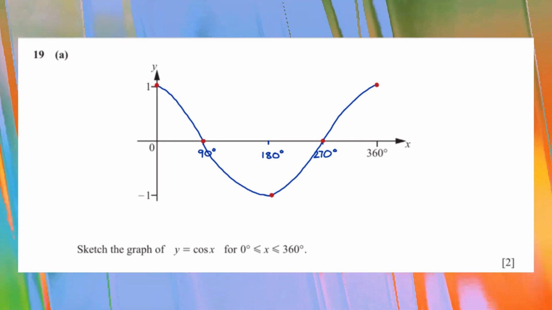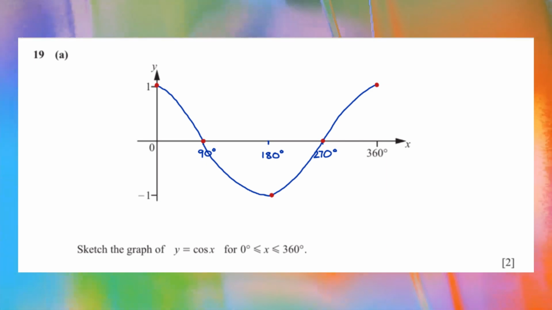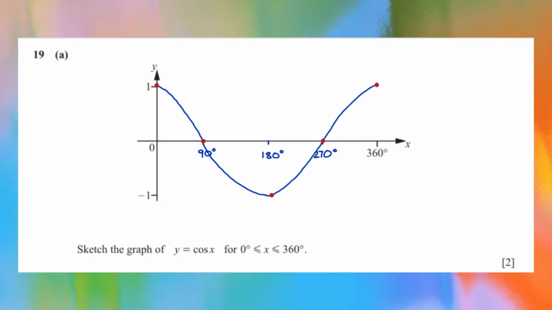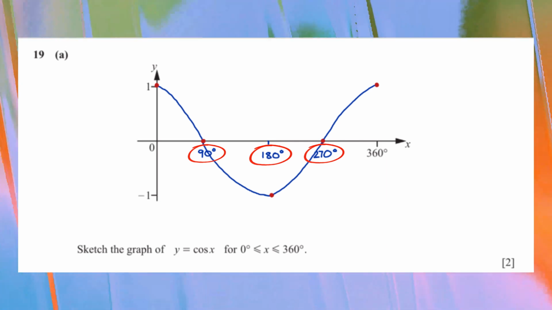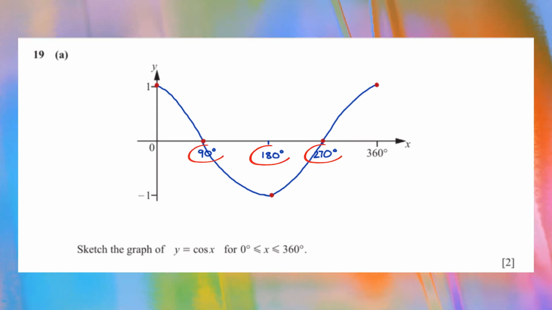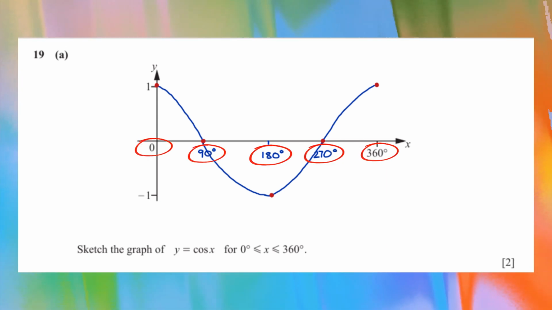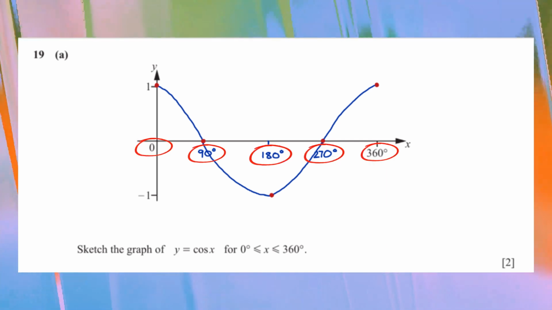It says to sketch the graph of y equals the cosine of x for x between 0 degrees and 360 degrees. This is pretty simple. Start by marking 90 degrees, 180 degrees, and 270 degrees evenly on the x-axis like I've shown here. Now, we will find the corresponding y values of these x values from 0 to 360 degrees.